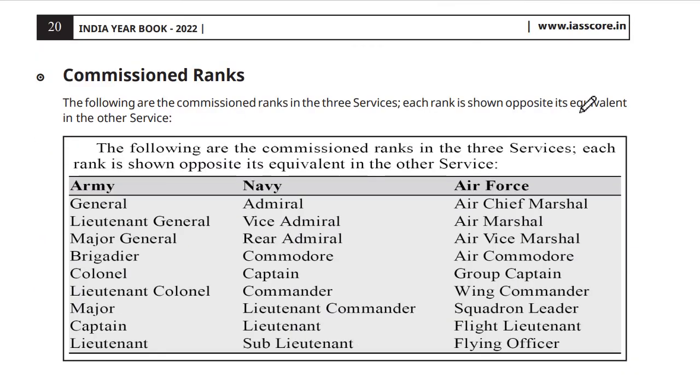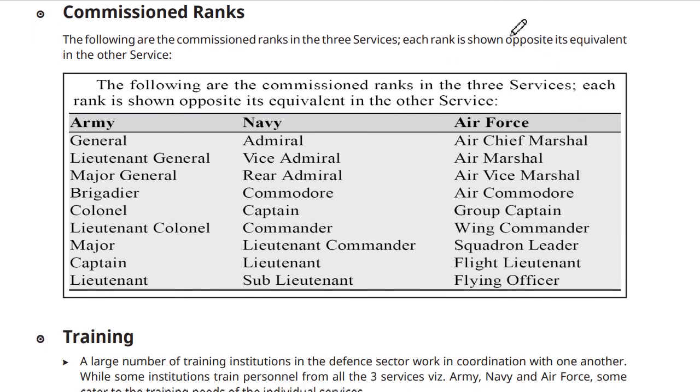Commissioned ranks. The following are the commissioned ranks in the three services. Each rank is shown opposite its equivalent in the other services. General in the Army, Admiral in the Navy, and Air Chief Marshal in the Air Force. Lieutenant General, which is equal to Vice Admiral in the Navy and Air Marshal. Major General, which is equal to Rear Admiral and Air Vice Marshal. Brigadier, which is equal to Commodore and Air Commodore.